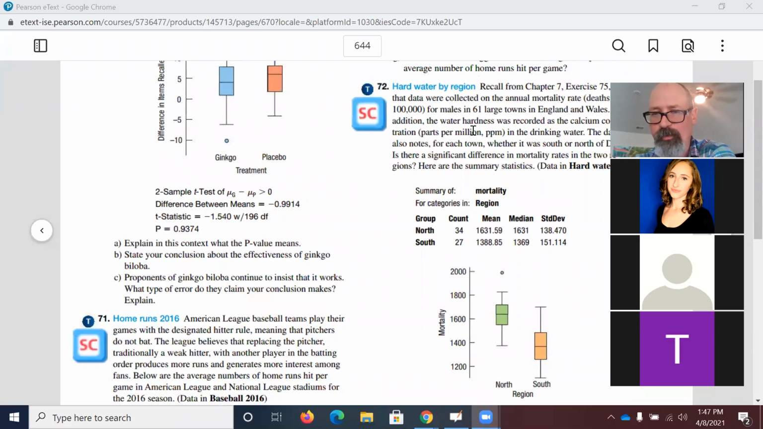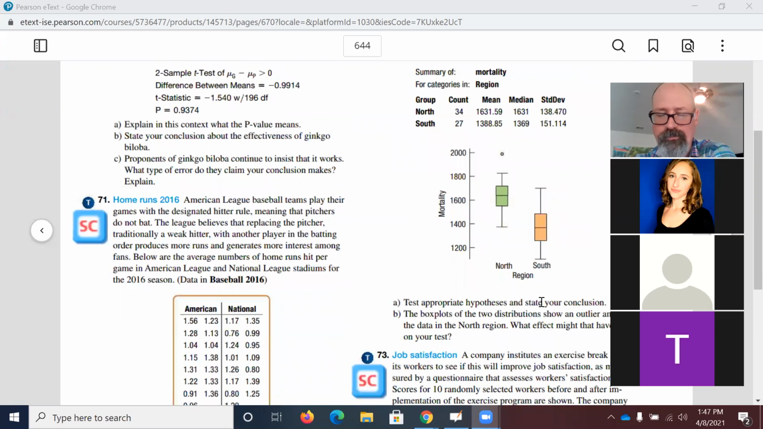So right now about 147, sorry, which problem? Let me bring it back. 72 on page 644. Got it. So it's this one right here, hard water by region. You have the summary of the content. So you know the mean, the counts, the standard deviation. So you're trying to run a statistical test here that might be appropriate. You're going to have to think about what might be appropriate here, run the test, and then think a little bit about whether or not the conditions apply, right?